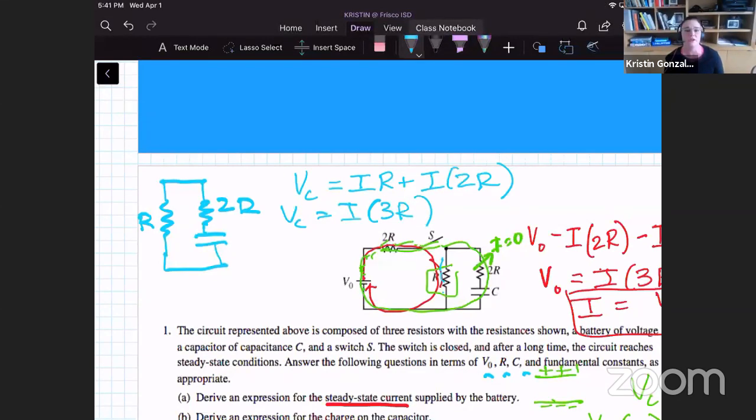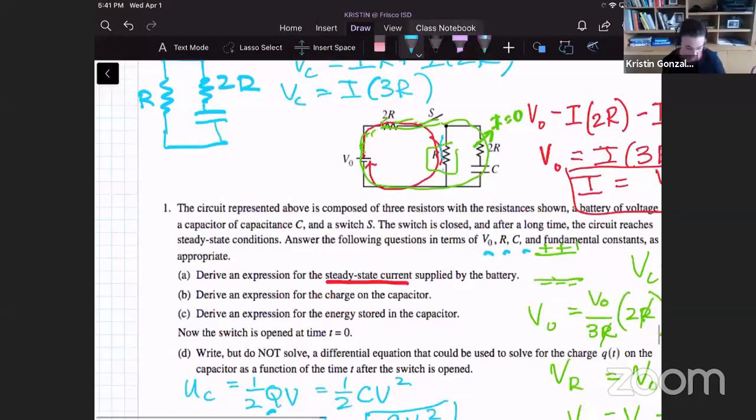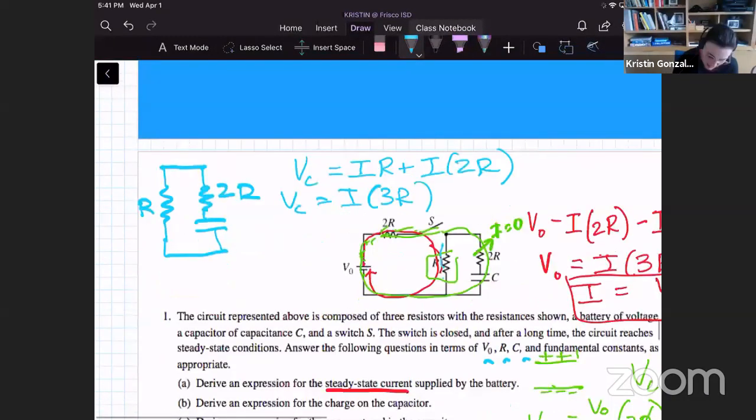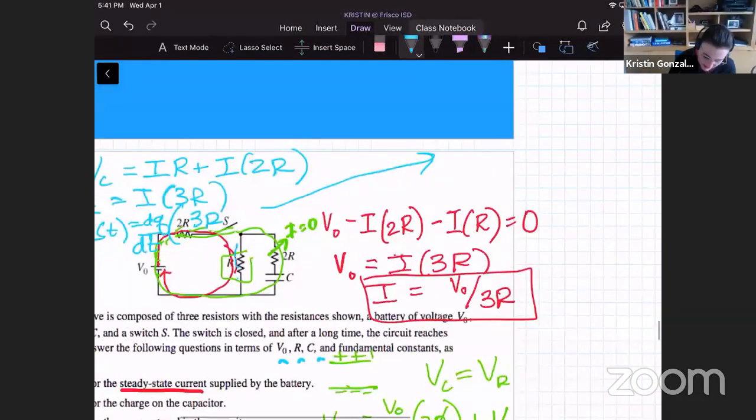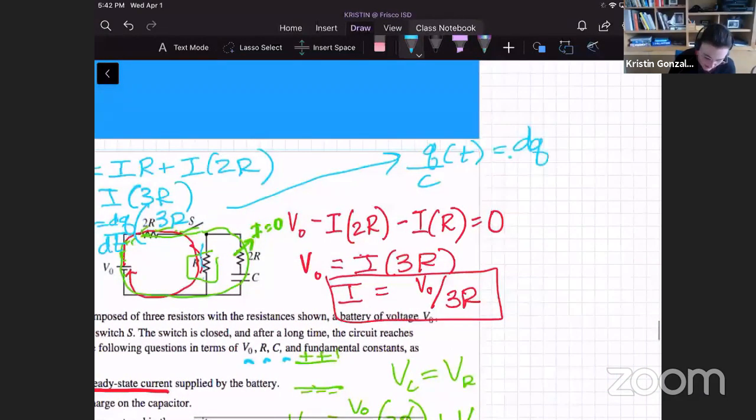Now that isn't a differential yet, but that's how we always want to start it. We want to write that loop rule, and then where could we plug in a differential? Well, the potential difference is Q over C, but I want to say it's the charge over C as a function of time. And instead of current, I can say that I is dq over dt, still times that 3R. So we can say that q over C as a function of time is equal to dq over dt times 3R.